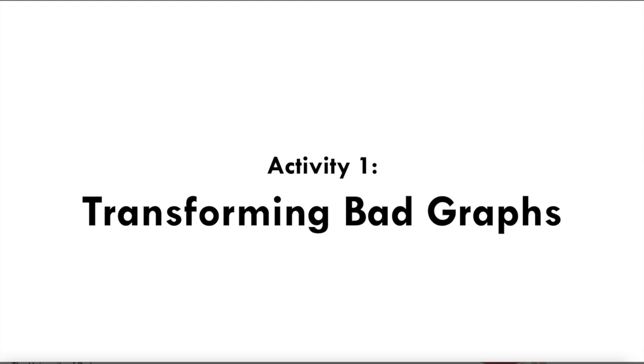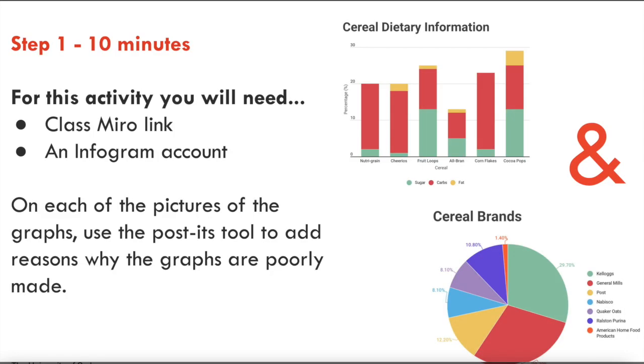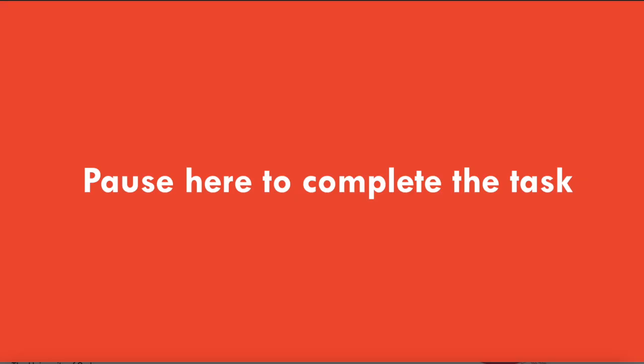Now that you have seen a basic run through of how Infogram works, let's start the first activity. For this activity, you'll be transforming bad graphs. Each class has been set up with their own Miro. Log on and you will find 2 poorly made graphs. Using the post-its on the Miro board, jot down the reasons why the graphs are poorly made. You have 10 minutes. Pause here to complete the task.